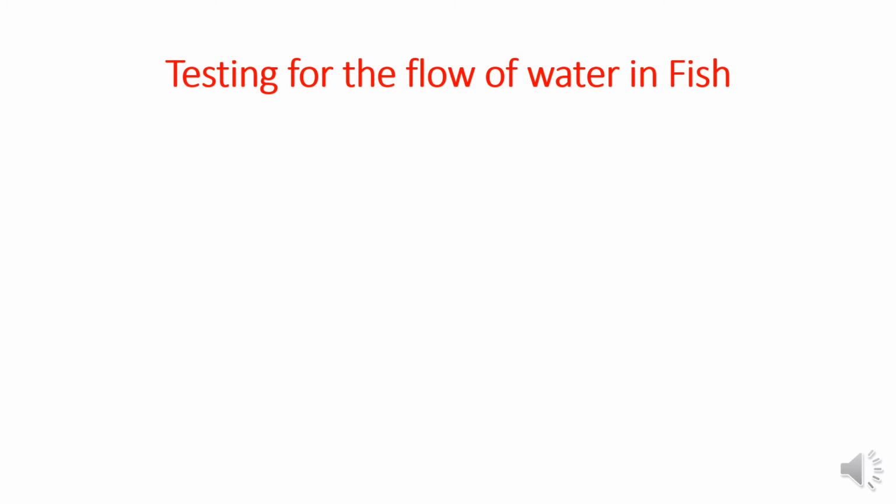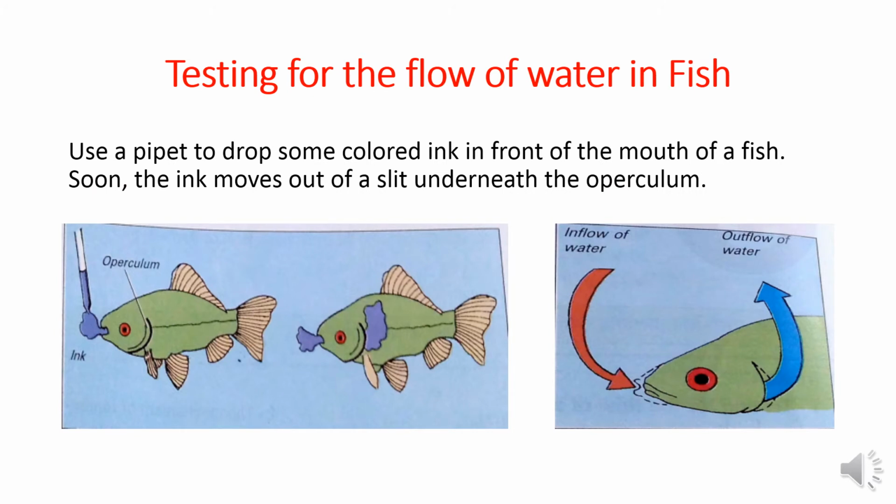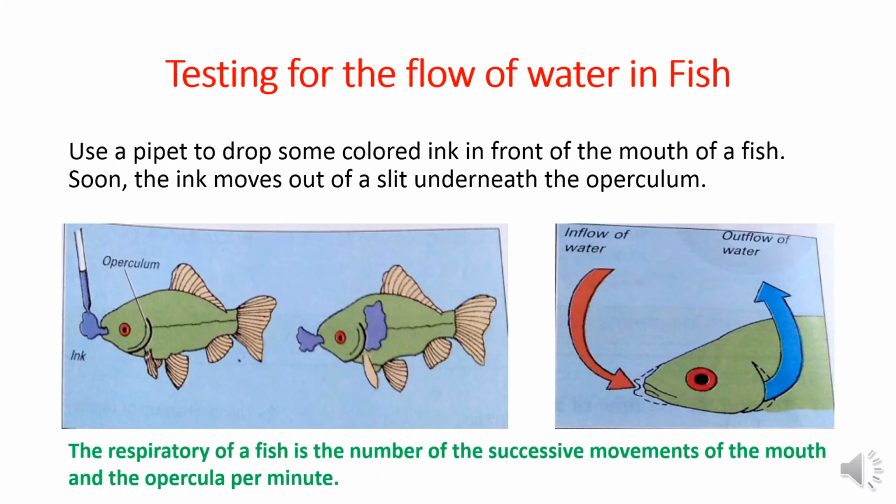Testing for the flow of water in a fish. Let's discuss together this experiment. Use a pipette to drop some colored ink in front of the mouth of a fish. Soon, the ink moves out of a slit underneath the operculum. The ink gets outside the body from the opercula. So, water enters the fish's mouth and gets out from the opercula. The respiratory rhythm of a fish is the number of successive movements of the mouth and the opercula per minute.